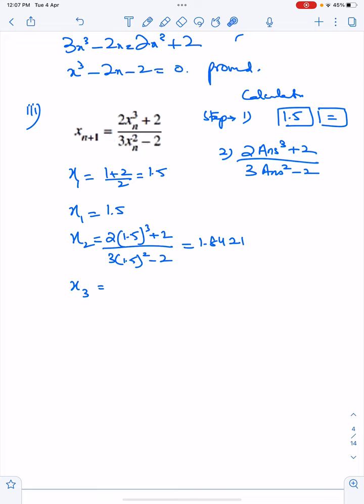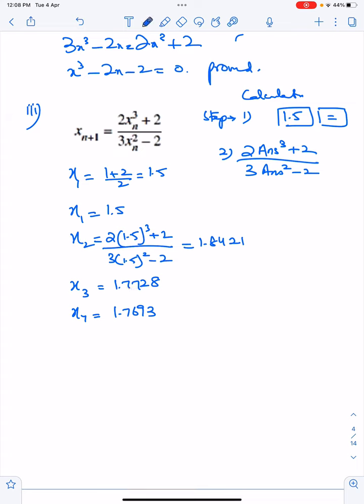After you've plugged in this formula, just press equals to sign once again, and you will get the value of x3, which is 1.7728 up to 4 decimal places. Now I'm going to press it again, and I'm getting 1.7693. Okay, I told you that you have to accept the answer which is giving you the same number up to 2 decimal places.